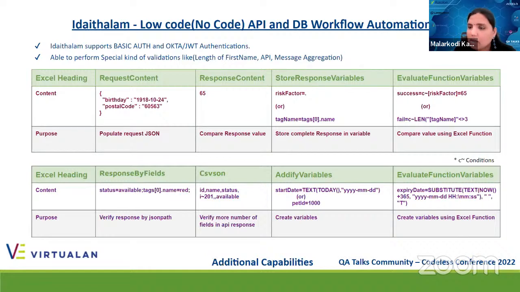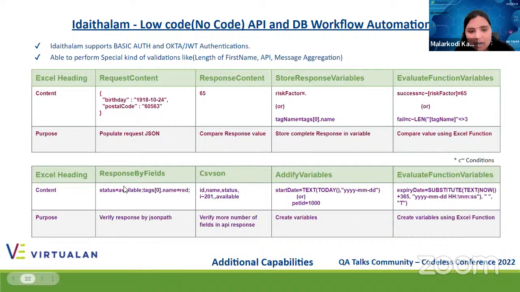For example, I'm getting only this user ID 65, and I want to validate that. You can do that. Then store response variable, which I already showed in our Excel file. In that way, we can store the response values and pass them to the next test case. Then evaluate functions. If you want to evaluate something, like I told you, we can do the length of, or some other evaluation, in this way.